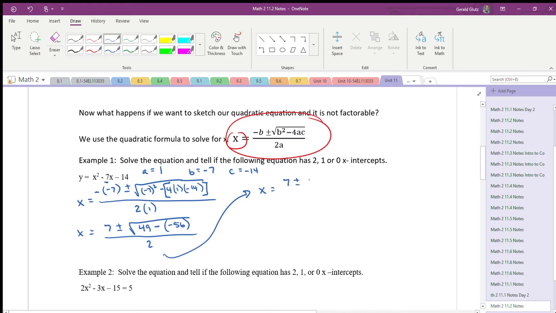So I got 7 plus or minus the square root. So minus minus turns into a plus. So 49 plus 56, all divided by 2. 49 plus 56 is 105, I believe.